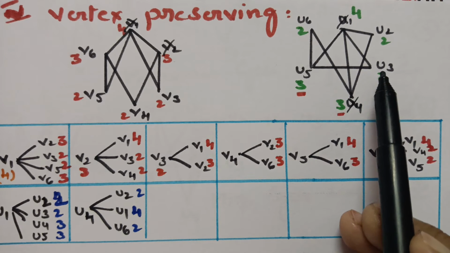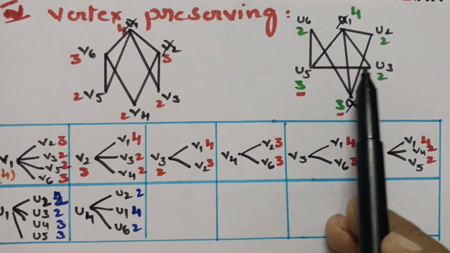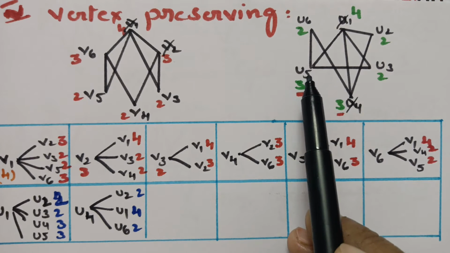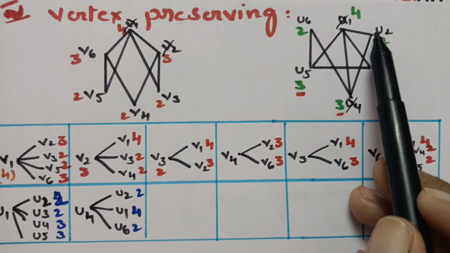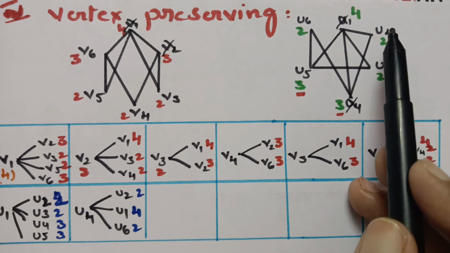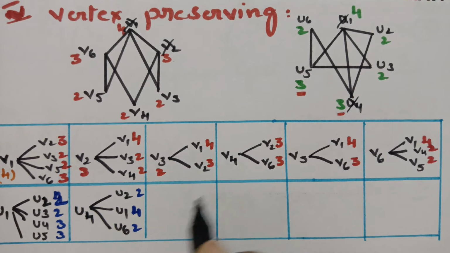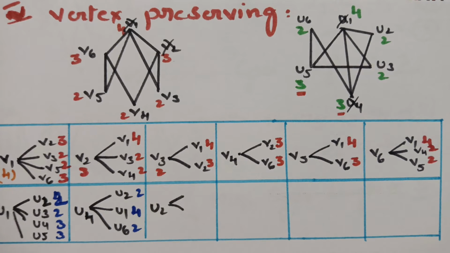I have to check with this. So this is again 4 and this is again 3. So this is also okay. And next this is also 2. So this is 4 and this is 3. So out of U2 and U3, U2 is minimum. So I am going with U2. So U2 has 2 as degree. So I have to go with 2 as degree.